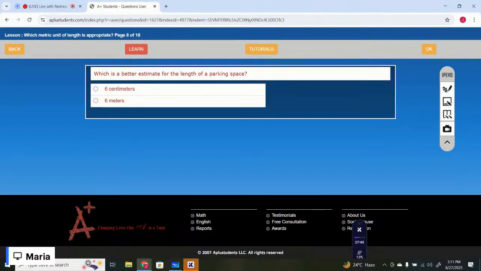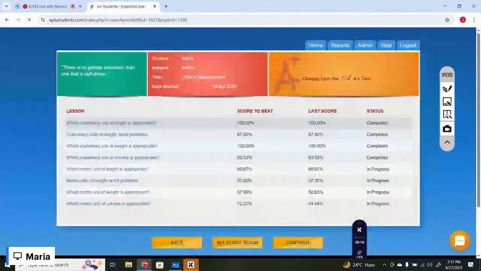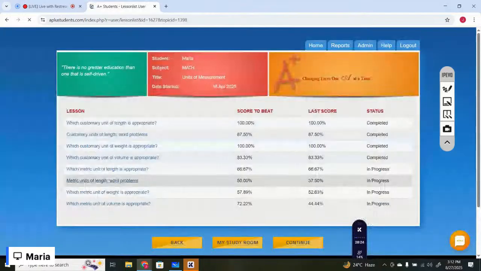Which is a better estimate for the length of a parking space? The parking space must be 6 meters. Option number two is the correct option because that is usually a parking space. Okay, you can complete the lesson by yourself today. Let me just move on to the next lesson, that is metric unit of length word problems.